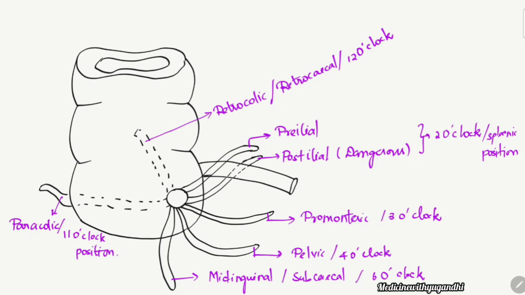Of all these positions, the most common is retrocolic. It accounts for about 65% of the population. The second most common is the pelvic type, and it accounts for about 30% of the population. And the most dangerous type is the post-ileal position of the appendix.